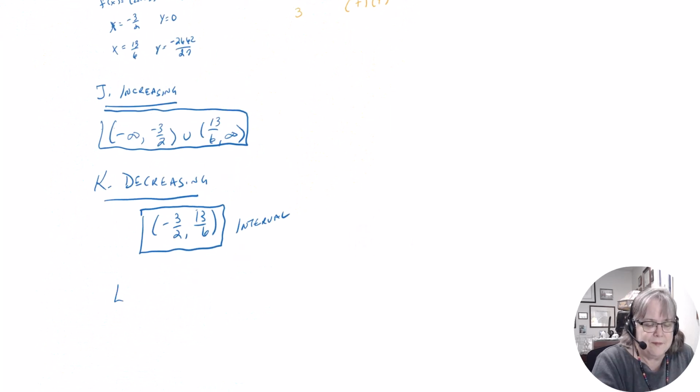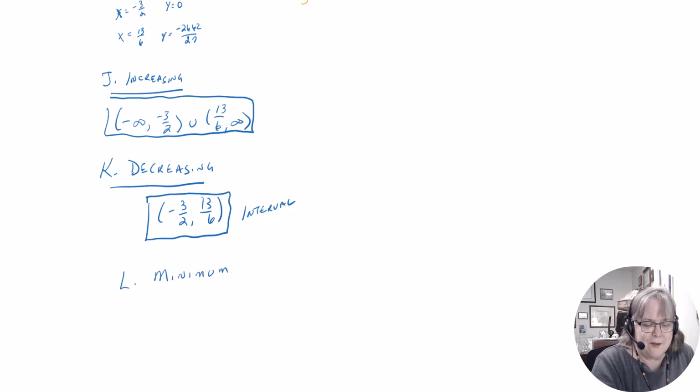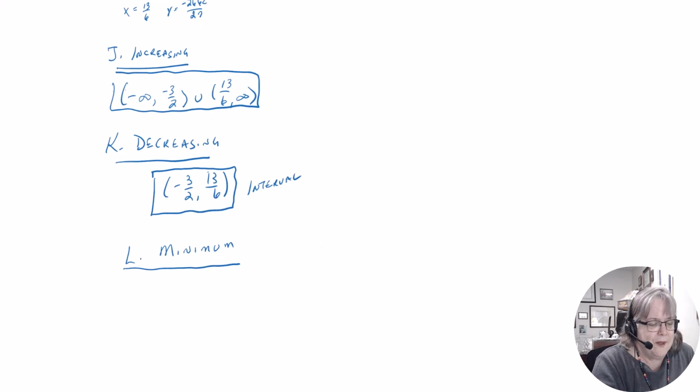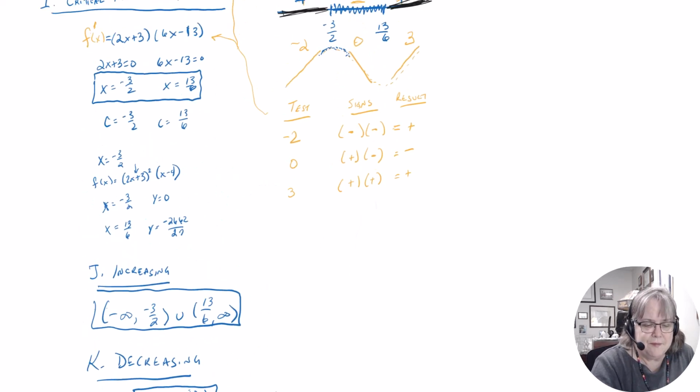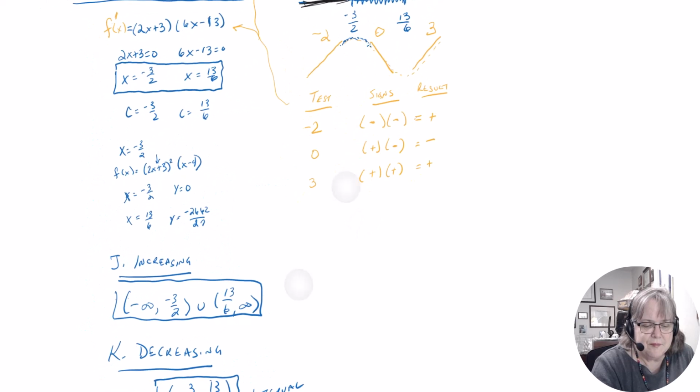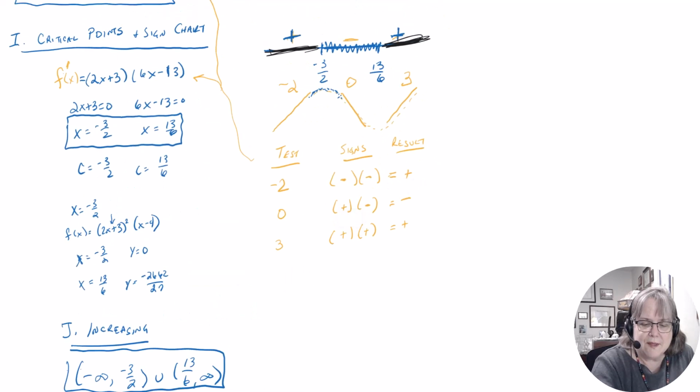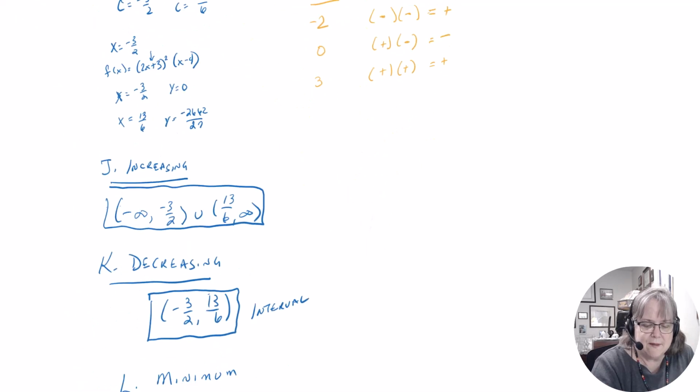Now, where is there a minimum? Or do you have a minimum? And is it local or absolute? Well, the minimum is this bottom of the valley right here, and that was at 13/6.